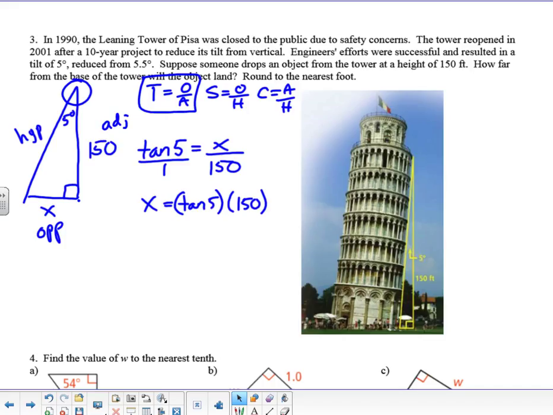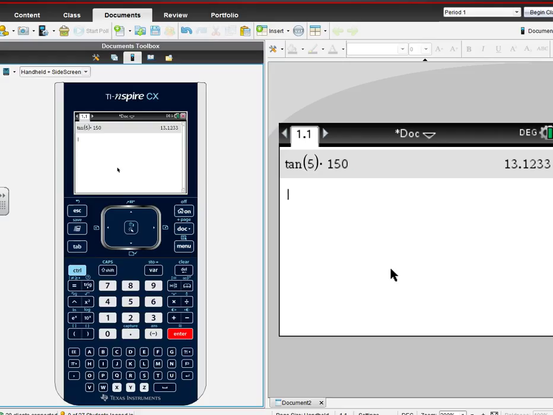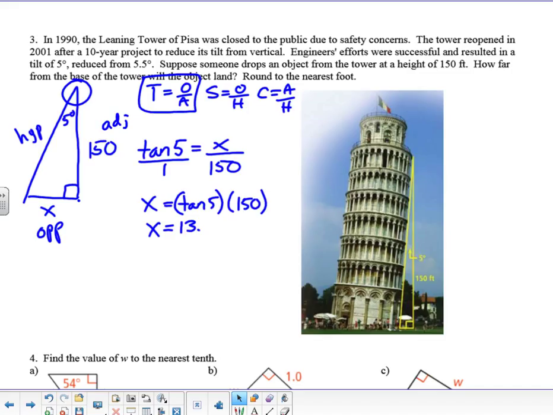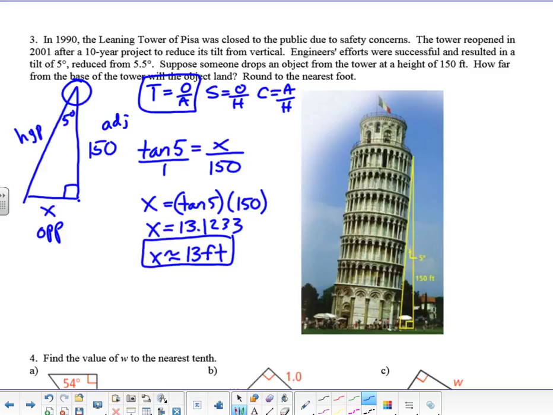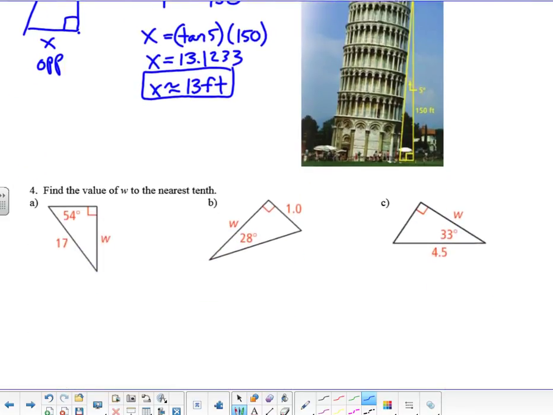13.1233. Okay, so X equals 13.1233. So round to the nearest foot, so it's approximately 13 feet away from the building. That's interesting. That's how much of a tilt is on there, 13 feet away from the side because of that 5-degree angle. So that's how we can use right triangle trig to solve that question.